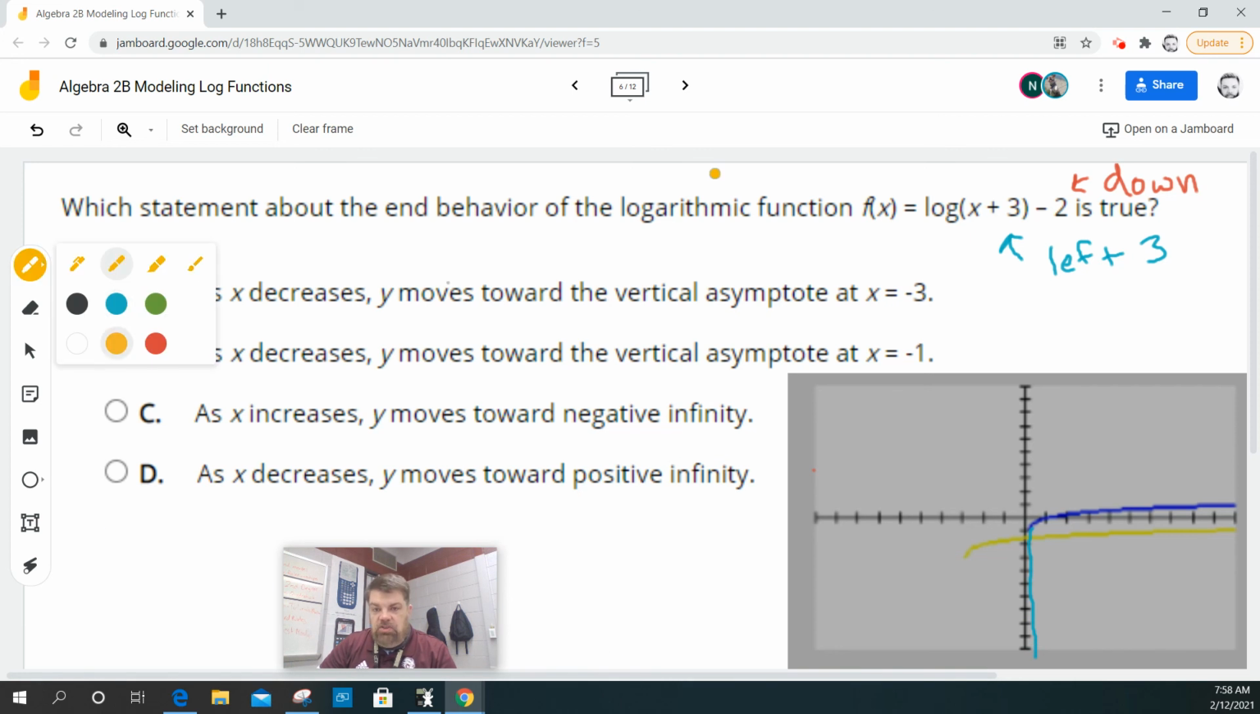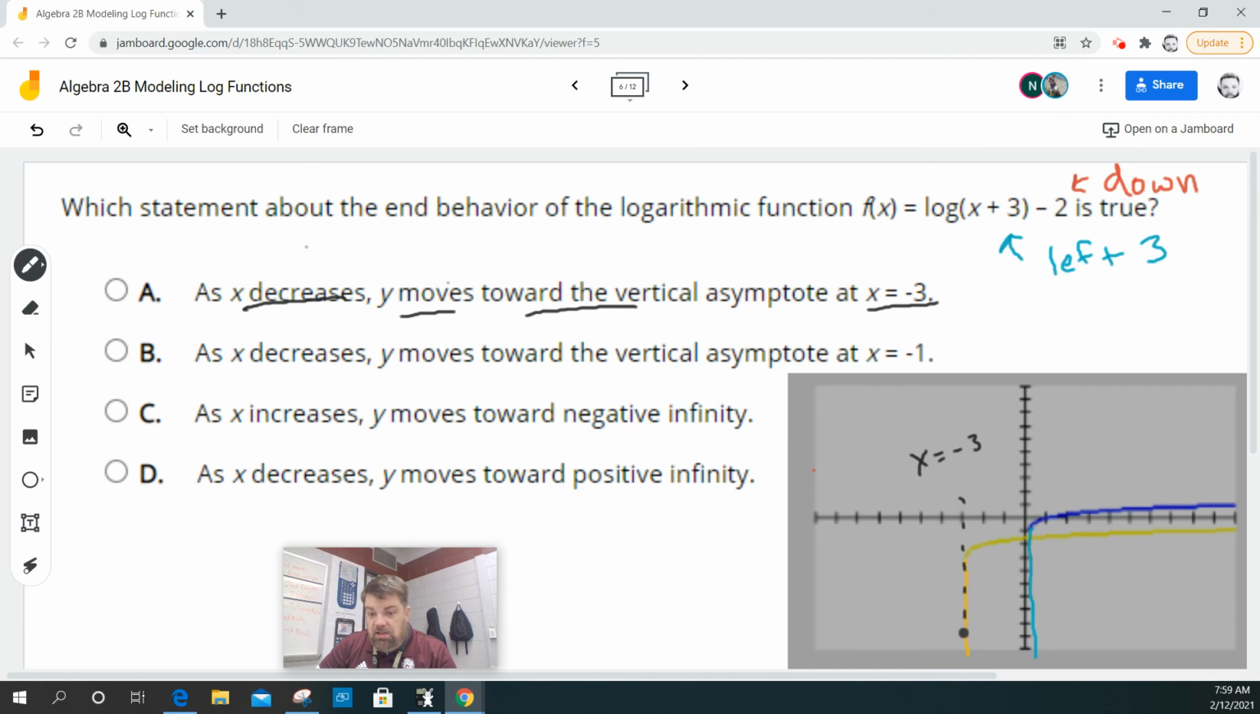Now, f of x, the function that we have listed here, is never going to cross this line. In other words, this goes on forever like this. So what does that mean? Well, what it means is that as x decreases, y moves towards the vertical asymptote x equals negative 3. In other words, x equals negative 3 is an asymptote right here at negative 3 that yellow line gets really close to, but it never crosses. That's the vertical asymptote. Okay? So that is the answer.